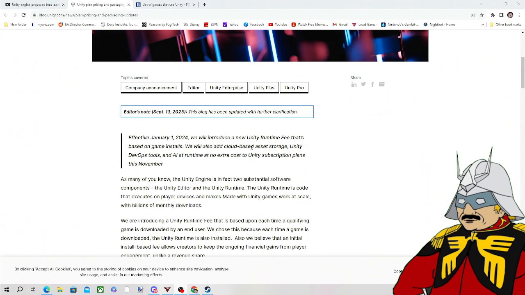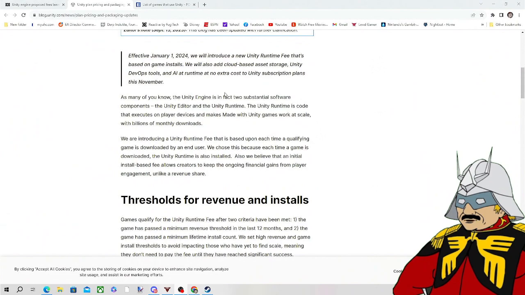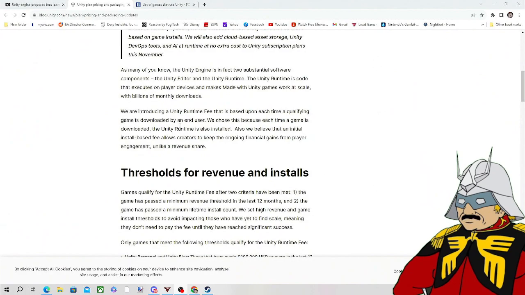We also add cloud-based asset storage, Unity DevOps tools, and AI at runtime at no extra cost to Unity subscription plans this November. As many of you know, the Unity engine is in fact two substantial software components: the Unity editor and the Unity runtime. The Unity runtime code executes on player devices for games made with the Unity engine, at a scale of 1 billion monthly downloads. We're introducing a Unity runtime fee that is based upon each time a qualifying game is downloaded by the end user.